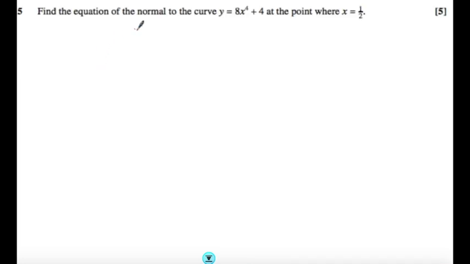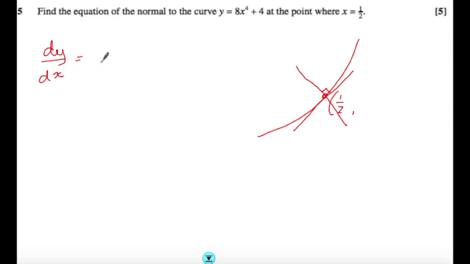Right, find the equation of the normal to the curve y equals 8x to the 4 plus 4 at the point where x equals a half. Right, so if we want to find the equation of the normal on our curve, let's imagine it's at some point here where x is a half. Well, first thing we're going to have to know is the gradient, and then we can work out the gradient of the thing 90 degrees to it. So to do that we're going to have to differentiate.